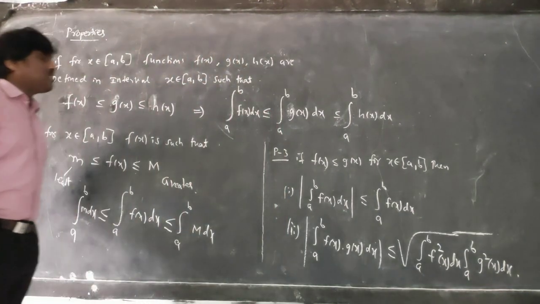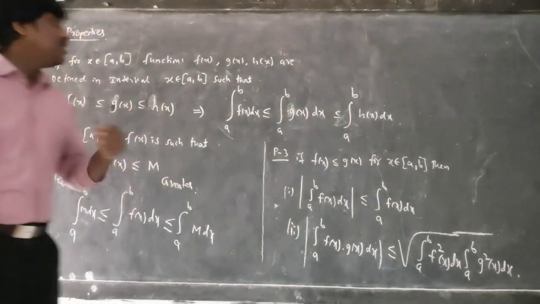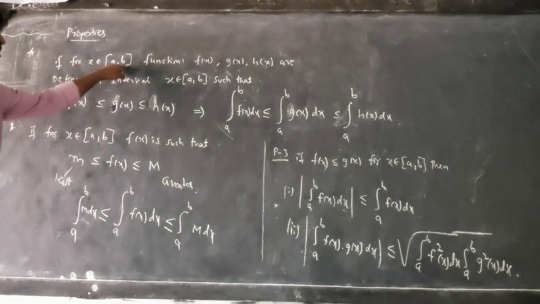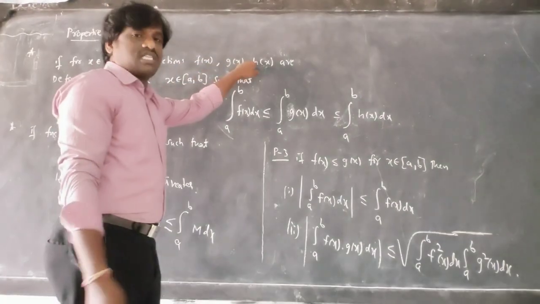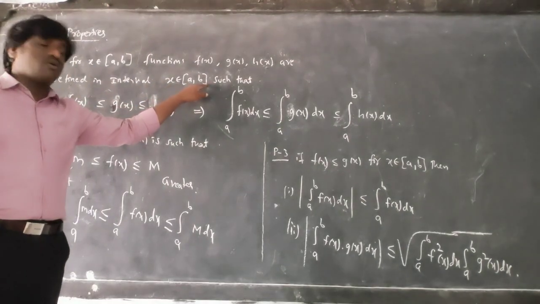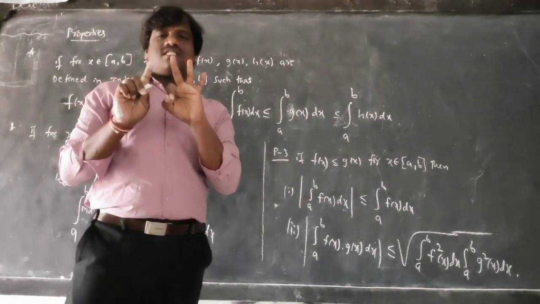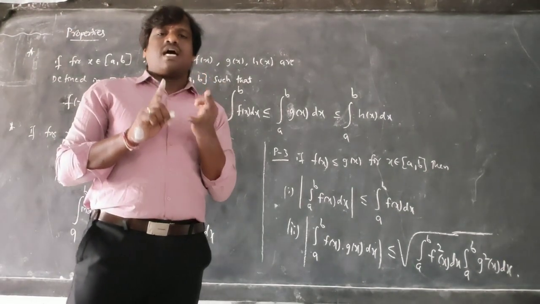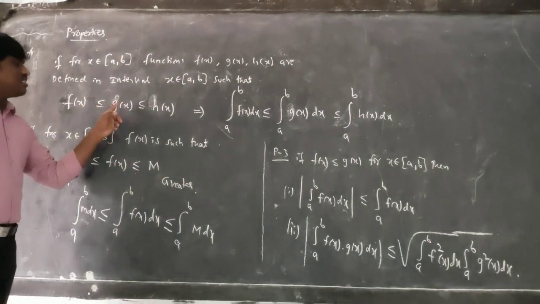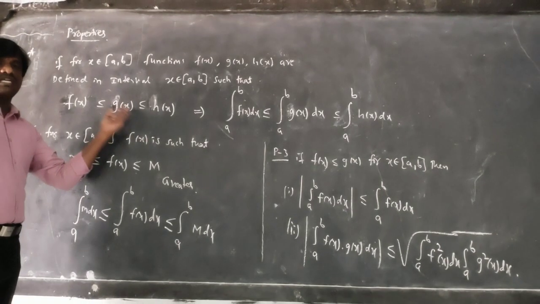Look at here, the properties are like this. These are the last properties which are left in definite integration. Let's say, if for x belongs to the closed interval a comma b, the functions f of x, g of x, h of x are defined in the interval such that... What is the meaning of this? In simple language, f, g, h are three functions. They are given in ascending order, meaning f of x is less than g of x, g of x is less than h of x. h of x is greater, then g of x, then f of x.